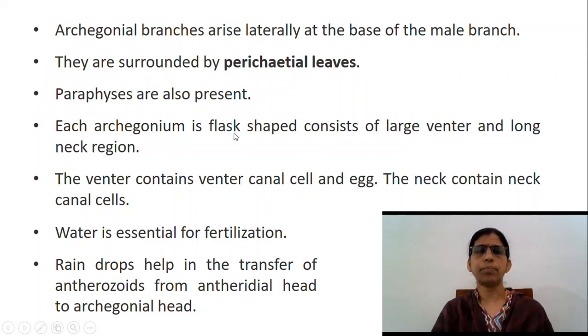Each archegonium is flask-shaped and is distinguished into a large venter and a long neck region. The venter contains the venter canal cell and egg. The neck contains neck canal cells. Water is essential for fertilization. Raindrops help in the transfer of antherozoids from the antheridial head to the archegonial head.